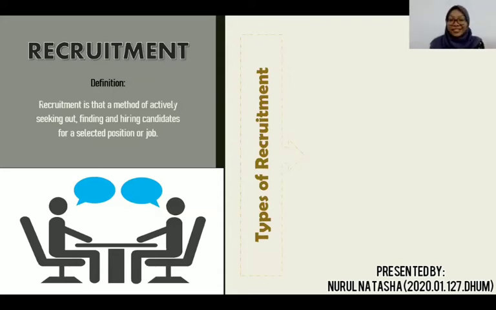What is recruitment? Definition. Recruitment is the method of actively seeking out, finding, and hiring candidates for a selected position or job. The recruitment definition includes the hiring method for an organization and the individual recruit's integration into the company. The simplest definition of recruitment is the method of identifying, interviewing, and hiring staff for jobs. Of course, the fact is far more advanced. The recruitment method involves several moving elements, and there are many different styles of recruiting.